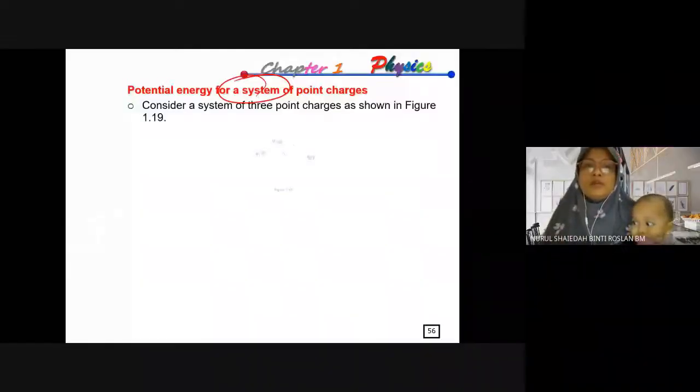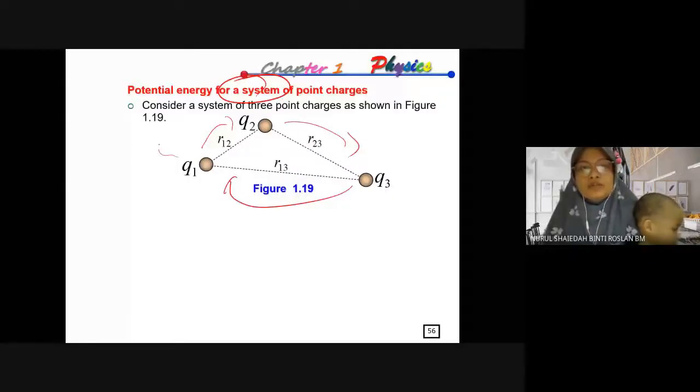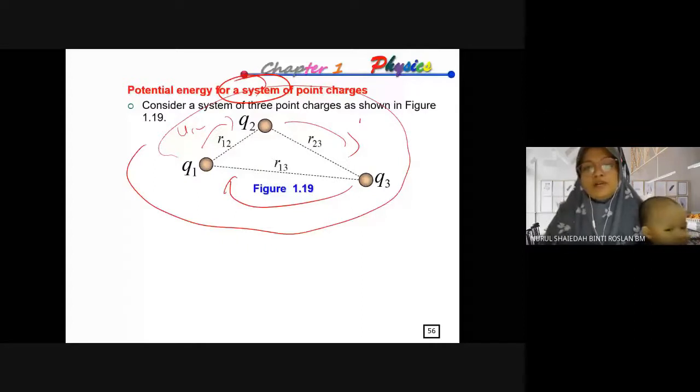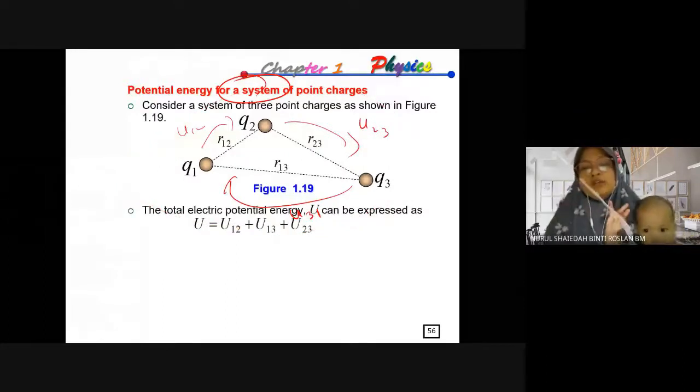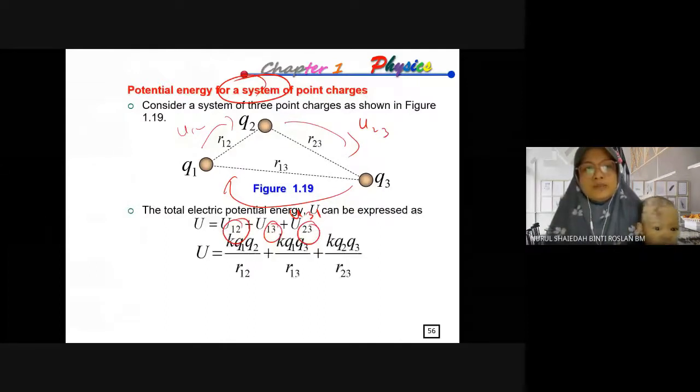So what do you need to do? You need to find the energy between them. You need to find the energy for the whole cycle. Okay, so I need to find the energy for 1, 2. I need the energy between 2, 3. I need to find the energy between 3, 1. So the formula I will use is U equals U12 plus U13 plus U23. So I will get this formula. Where does this formula come from, teacher? It is from the earlier formula, U equals W, that is KQQ over R. It has no square. It is the same as F, only without the square.